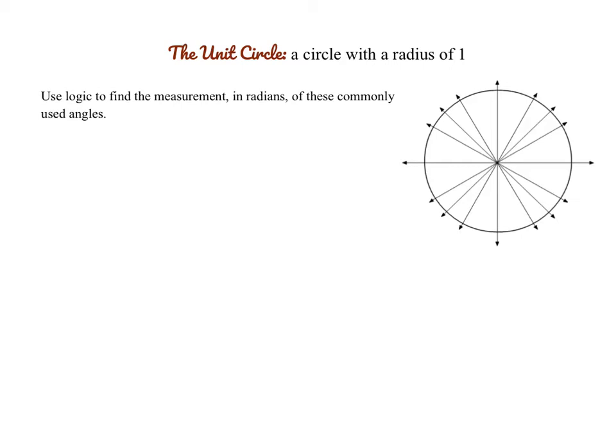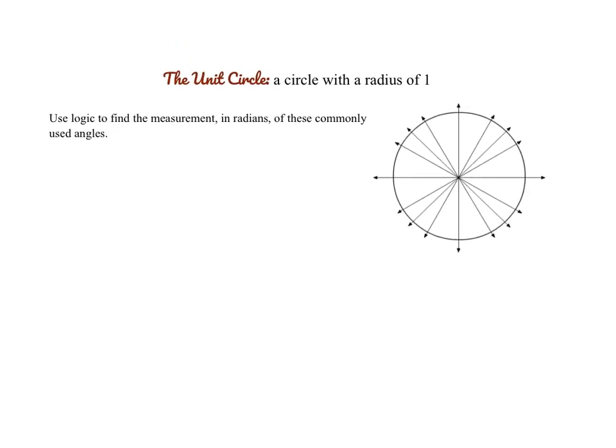Okay, so we're going to see if we can fill out these commonly used angles. We talked about them. They're the 30s and the 45s and the 60s. We talked about those at the end of the last video. We're going to see if we can fill them out for radians. And so we're going to work with what's called a unit circle. A unit circle is a circle that has a radius of 1. So let's just imagine that all of these radii have an exact length of 1. But again, we're going to use logic to figure out those measurements in radians.